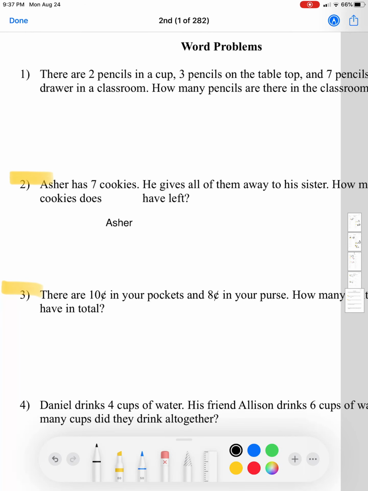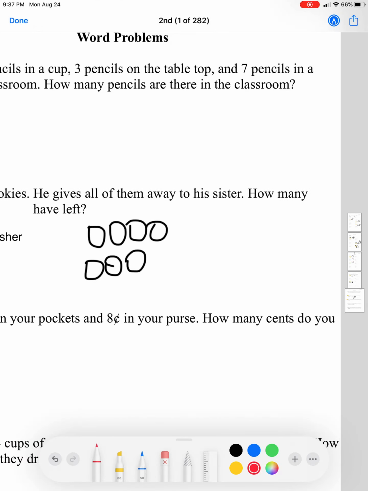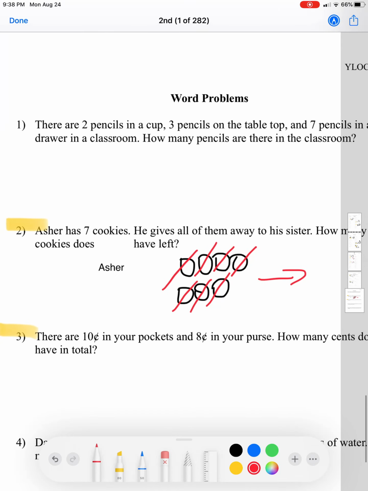So we can draw it out. 1, 2, 3, 4, 5, 6, 7. He has 7 cookies and gives all of them away to his sister. So 1, 2, 3, 4, 5, 6, 7. All of them means everything he has. Then he gives them away to his sister. Now there's no cookies left for Asher, right? You can't see any more cookies on Asher's side. So that means we have 0. We're left with 0.